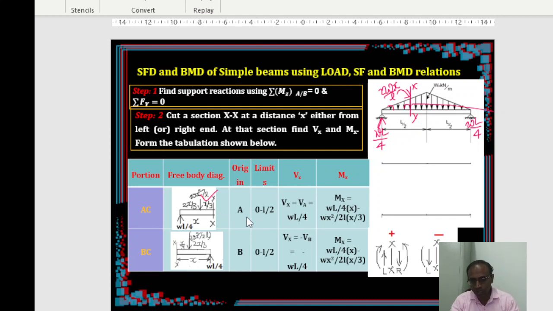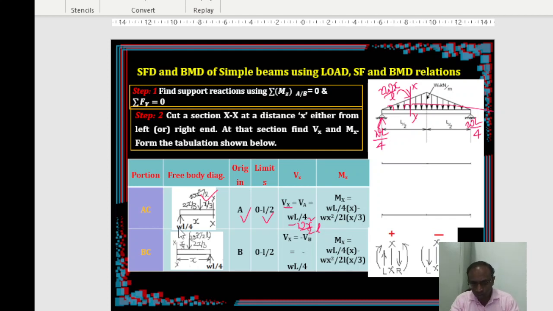Now you can write the expression for the shear force. The origin is E, we are starting from the left hand. This is valid from 0 to L by 2 only, remember, because after L by 2 the load is uniformly varying but getting reduced. So you can write only up to L by 2 safely. So your shear force will be WL by 4, in this section, and one more term is missing, minus WX square by 2L. This is the expression for shear force.